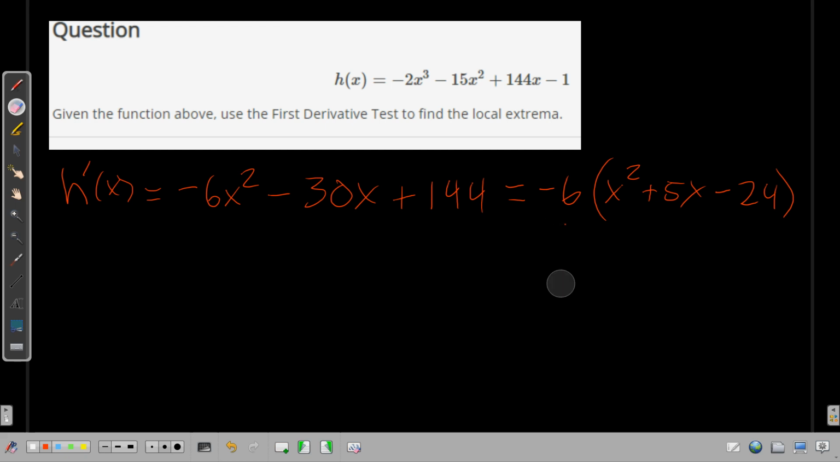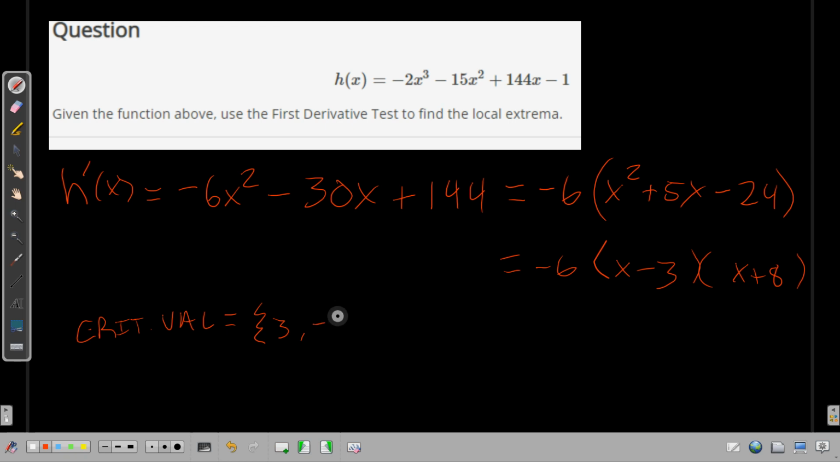There, now I've got the GCF factored out, so now I can try and factor this part here, since the GCF is 1 on just this part. And it's looking like I'm going to get a 3 and an 8. So there's my factorization. And now what we've learned here is that the critical values are 3 and minus 8.